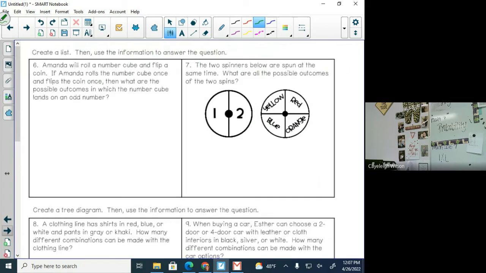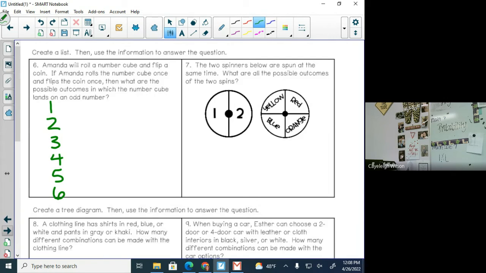All right, on the back, it says Amanda will roll a number cube and flip a coin. If Amanda rolls a number cube one time and flips the coin one time, then what are the possible outcomes in which the number cube lands on an odd number? Okay, so I roll a dice. What could I get? I could get 1, 2, 3, 4, 5, 6. Everybody agree? Okay. Then it says I'm going to flip a coin. When I flip a coin, what could I get?